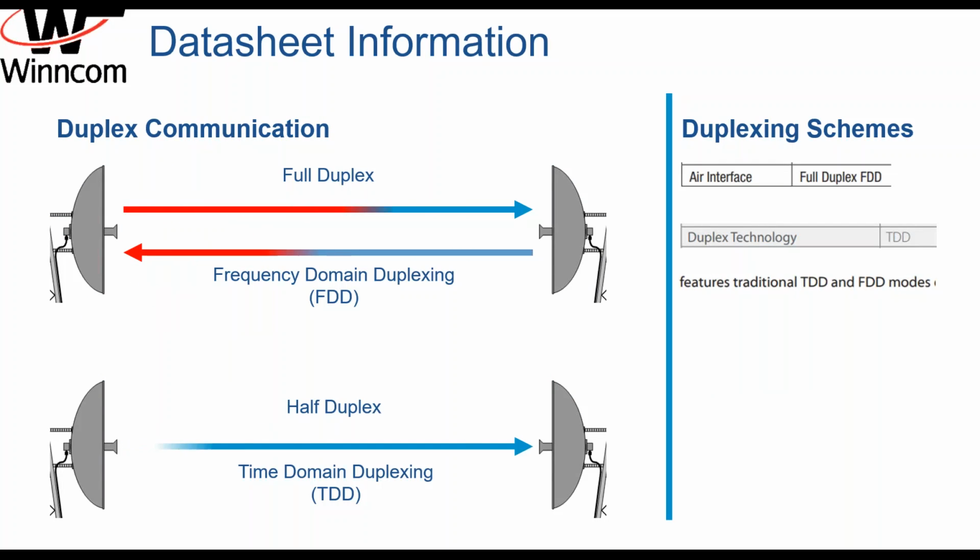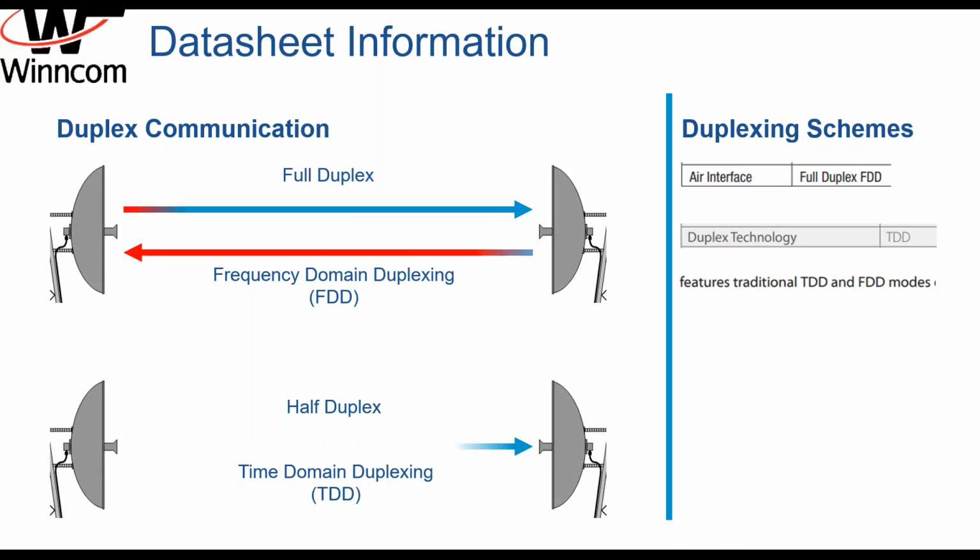Okay, there are two duplex communication methods: full duplex and half duplex. For full duplex communication, both ends of the link can send and receive signals at the same time. And for half duplex communication, the ends of the link take turns to send and receive the signal.